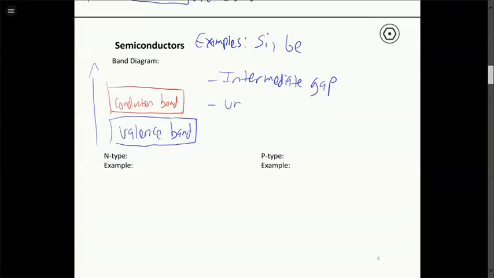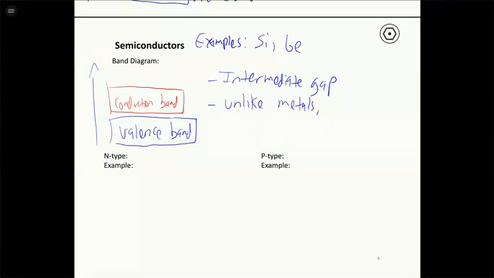And unlike metals, the conductivity increases with temperature. That's not going to be a real big deal for us, but because we have this sort of intermediate gap, if we heat up the semiconductor, more of the electrons have enough energy to hop over this gap and go into the conduction band. Remember, conductivity is all about electrons moving from the valence band to the conduction band and then translating through the structure.